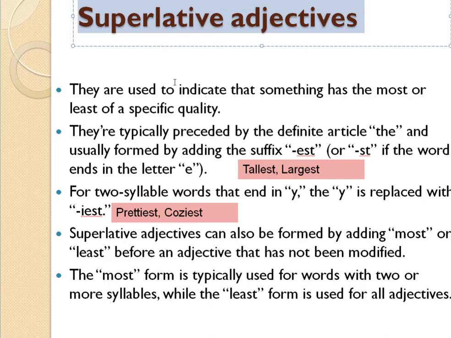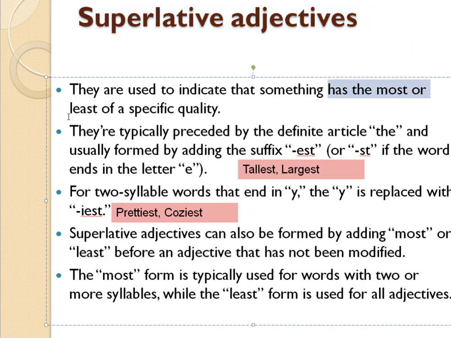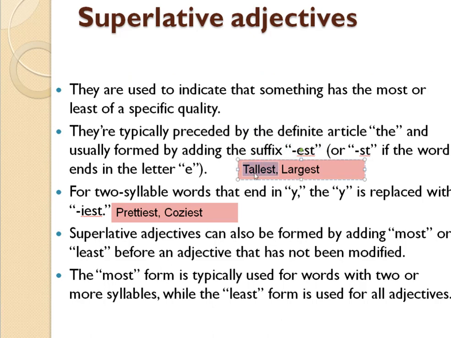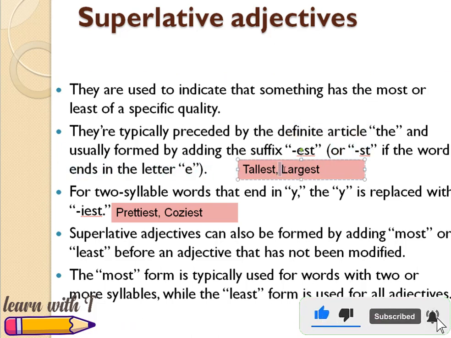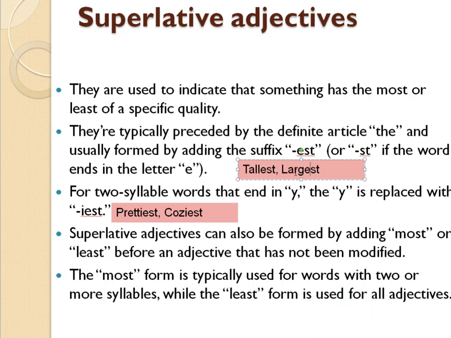Superlative adjectives. Superlative adjectives are used to indicate that something has the most or the least of a specific quality. They are typically preceded by the definite article the and are usually formed by adding the suffix est at the end of the word. For example, in the case of tallest, we have added est over here, or st at the end of the word if the word ends in the letter e. Like in the case of largest, st has been added only because large already has e at the end.